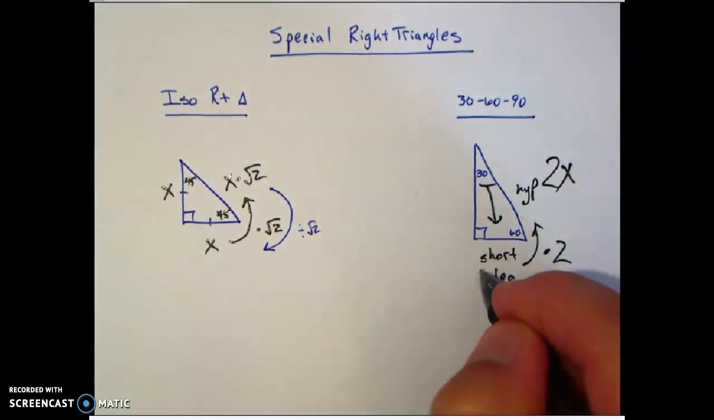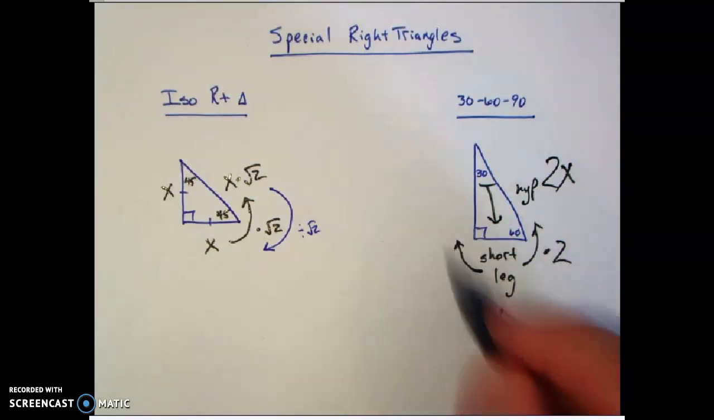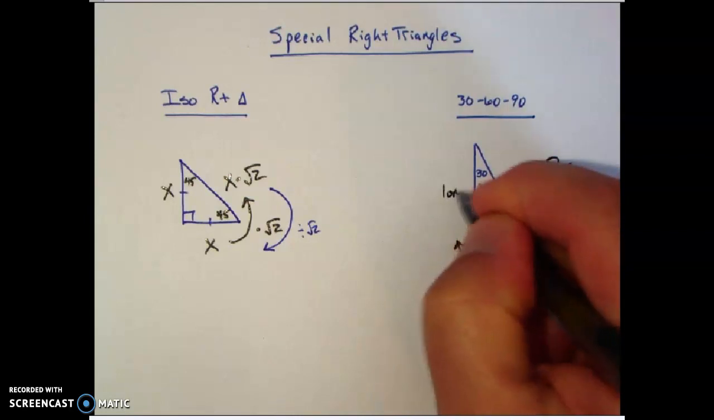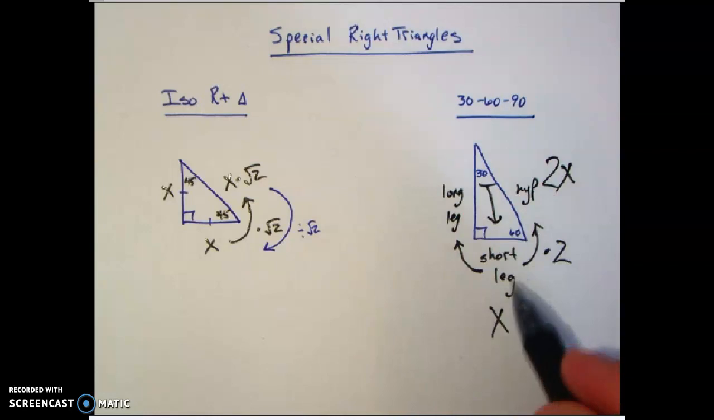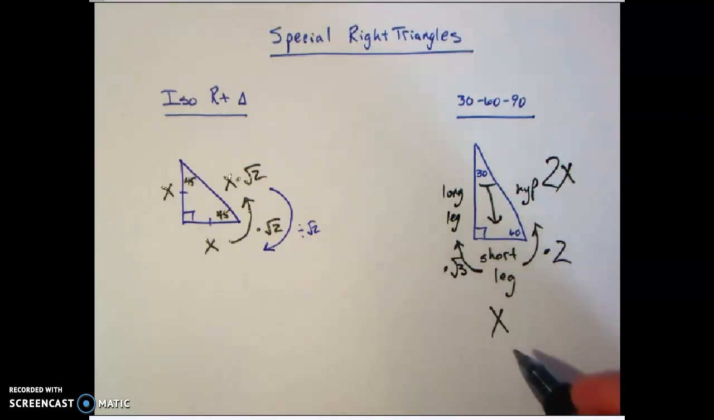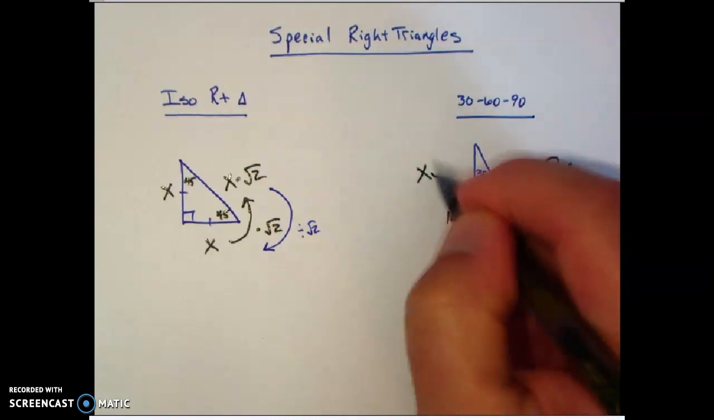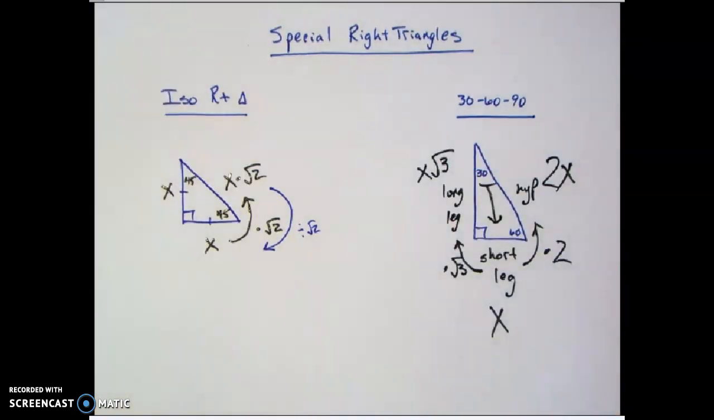And we said it's all about the short leg. If I know the short leg, I can find the long leg, which is opposite the 60-degree angle. And I can find that by multiplying whatever our short leg is times the square root of 3. So that long leg is going to be x times the square root of 3.